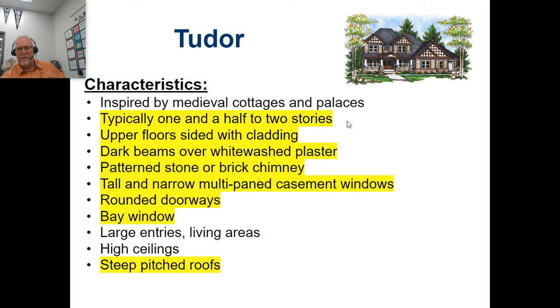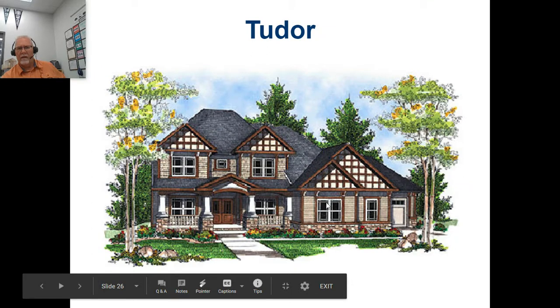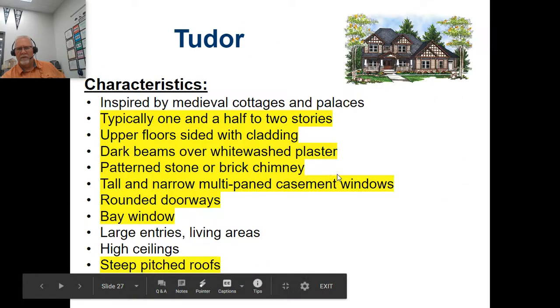The upper floors have siding, and they're cladding, so sometimes we refer to this as the cladding. Dark beams over whitewashed plaster are very common, so we can see the beams exposed, and then we've got the whitewashed plaster underneath. Patterned stone or brick chimneys are very common. Tall, narrow, multi-pane windows. I don't see the multi-pane here so much, but usually a very tall window is common with them.